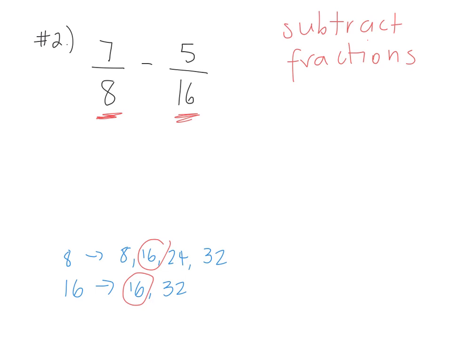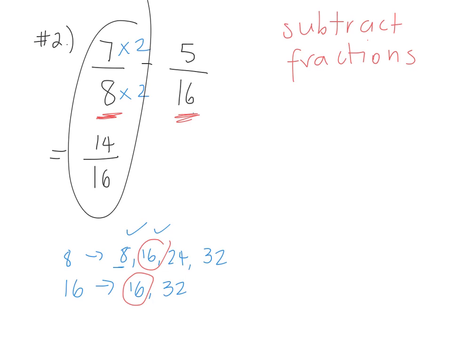What do I multiply 8 by to get 16? Times 2. Do I need to multiply 16 by anything? No. Whatever you do to the denominator, you have to do to the numerator. So if I multiply the denominator by 2, I multiply the numerator by 2. We're rewriting this as an equivalent fraction. 7 times 2 is 14, and 8 times 2 is 16. So 7/8 is the same as 14/16. So we have 14 over 16, take away 5 over 16.